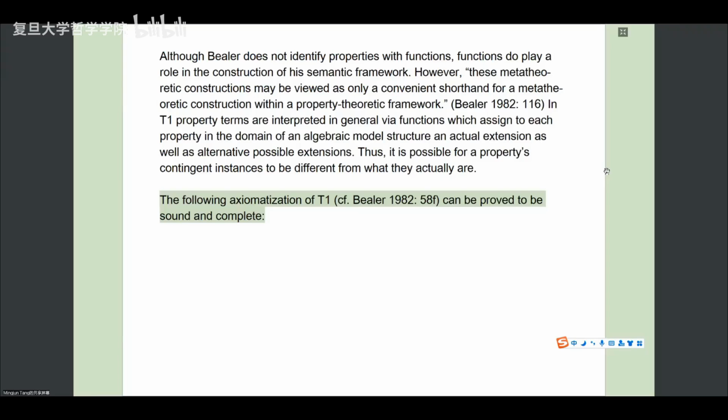In T1, property terms are interpreted in general via functions which assign to each property in the domain of an algebraic model structure an actual extension as well as alternative possible extensions. Thus, it is possible for a property's contingent instances to be different from what they actually are. Wheeler doesn't use the concept of possible worlds here, but one could use it, though it's not necessary to have it. We can just talk about actual extensions and alternative possible extensions. If you like, you can also say extensions in other possible worlds than the actual world. Now, the full axiomatization of T1 can be proved to be sound and complete.